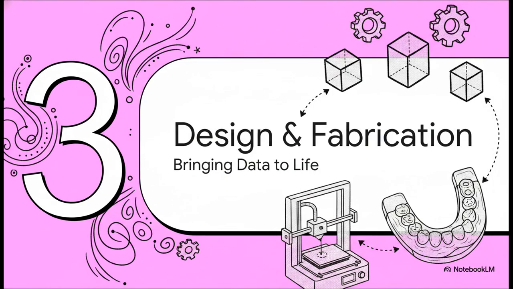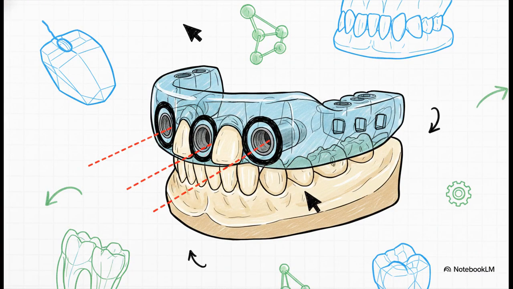Stage 3, design and 3D fabrication, bringing data to life. Because this is that exact moment where all that invisible digital data actually becomes a tangible physical object. Specialized CAD software is used here to engineer the guide's highly complex internal geometries. Sure, it creates the main resin shell, but far more importantly, it designs the exact drill sleeves.